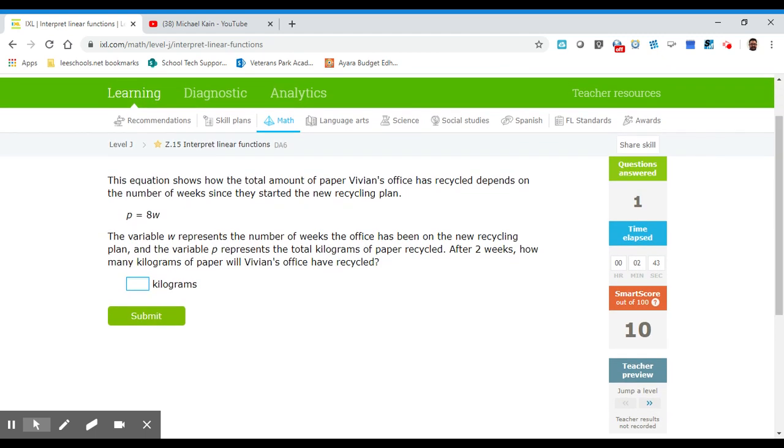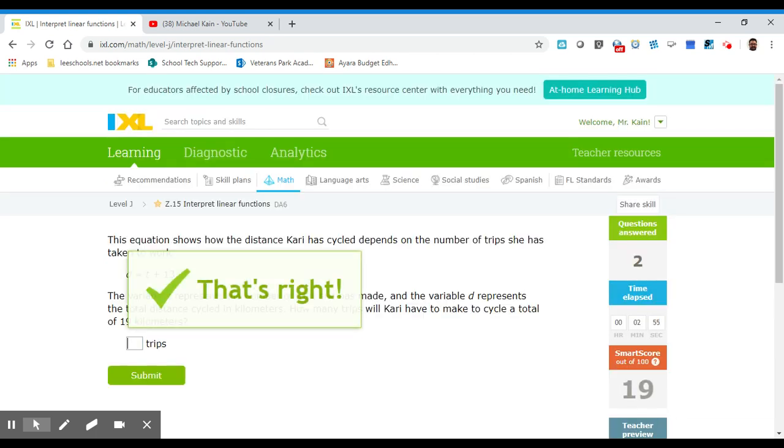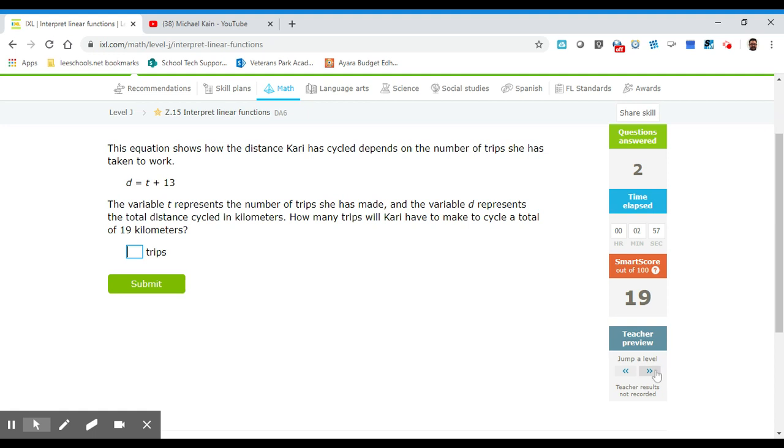So we can skip the word problem because it says down here after 2 weeks, W is definitely weeks. So 8 times 2 would be 16. Okay. Let's jump up a level here and see if we get a little bit more tricky.